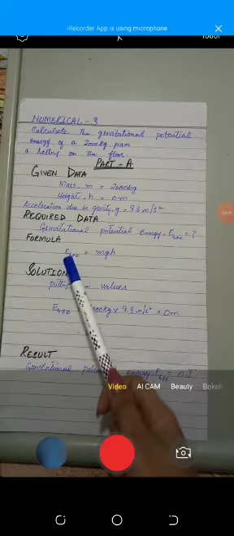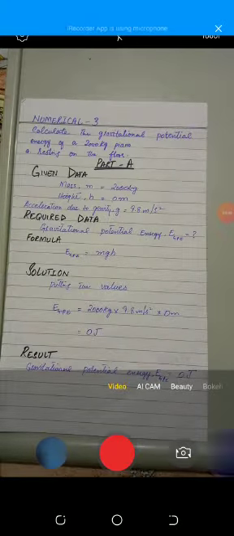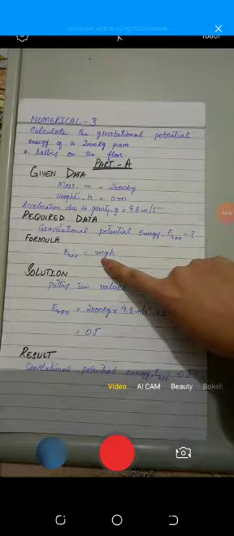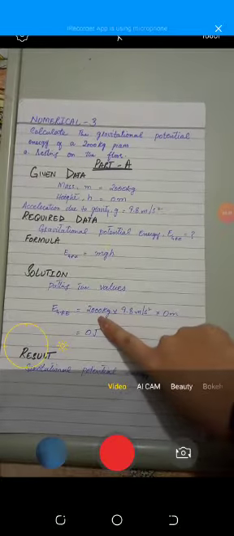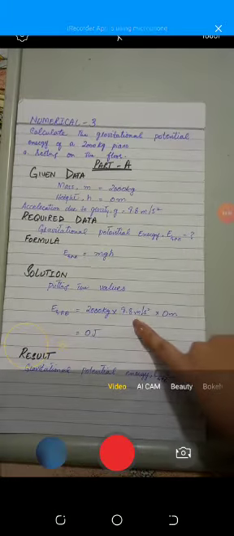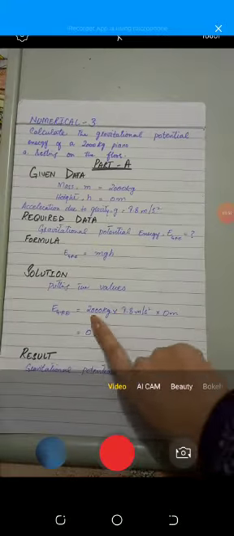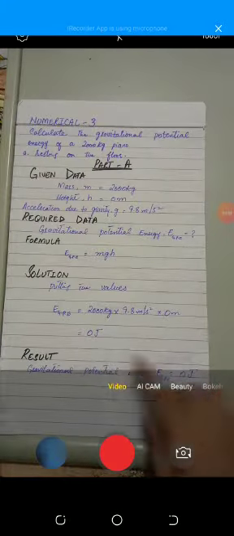Required is to calculate the gravitational potential energy, EGPE. The formula for potential energy is E equals mgh. We simply put the values in the formula. The value of m is given to you as 2000, g is 9.8 and h is 0. Multiply these three, the answer comes 0. Gravitational potential energy comes 0.